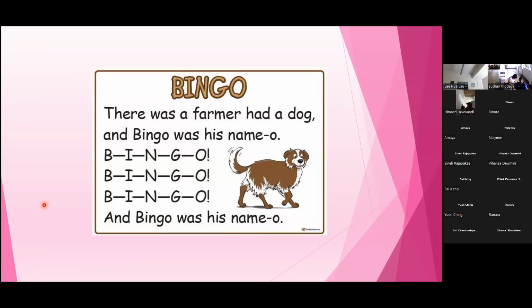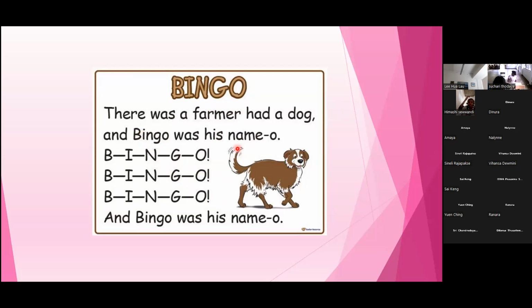Today I have a song for you. I don't know whether you know the song. It's Bingo. So the characters of the story of this rhyme are a farmer and a dog. Okay, his name is Bingo. Where do you think this song is taking place? If I want you to give me a setting, where would the setting be? Where would the place be? We're talking about a farmer and a dog. So where would the place be? Farm. Very good. Well done.